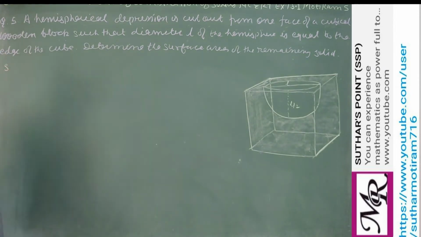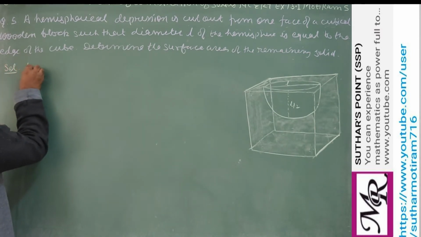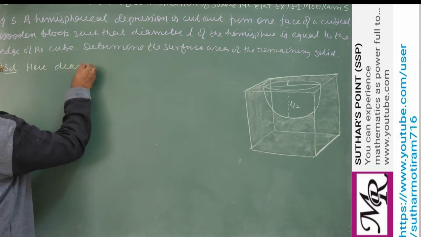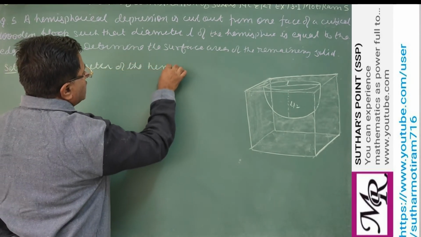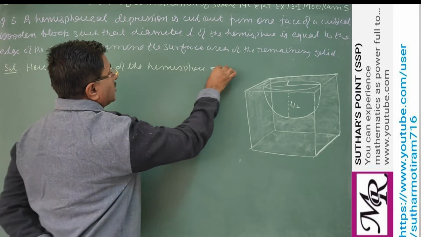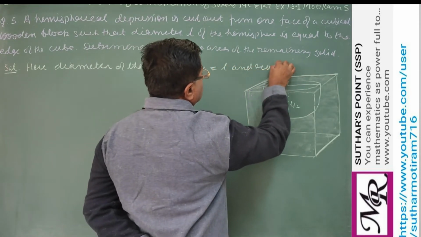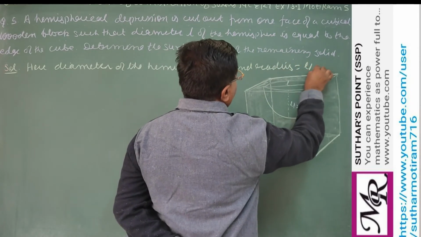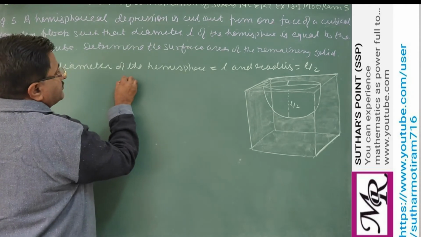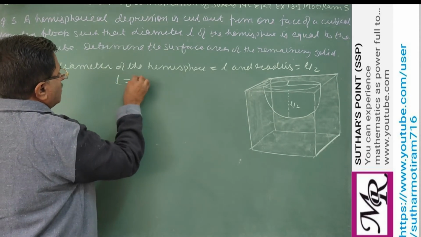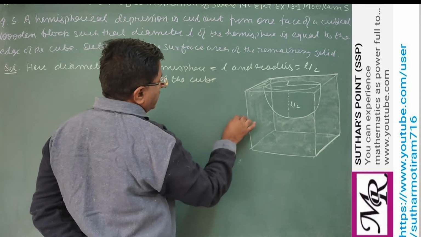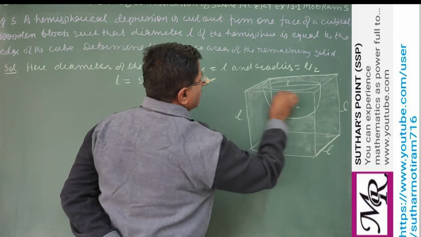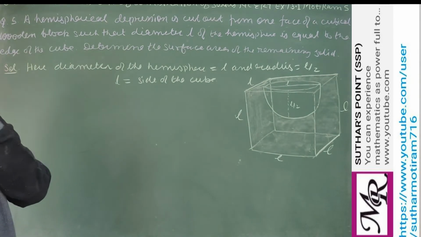See here, very important question. So in the solution, write here: the diameter of the hemisphere is already given, equal to L. So radius equals L by 2, and diameter L is also equal to the side of the cube, and you know that in a cube all sides are equal. You can see all 6 faces are equal.